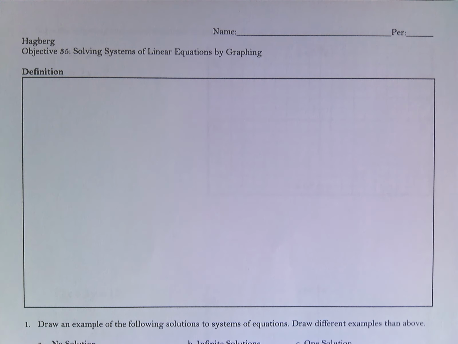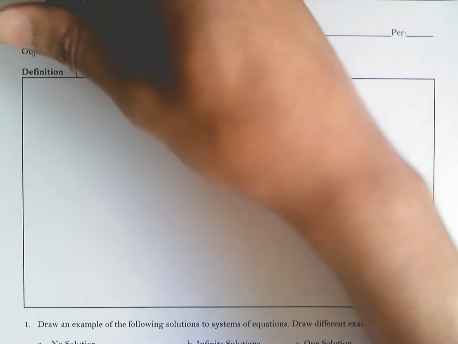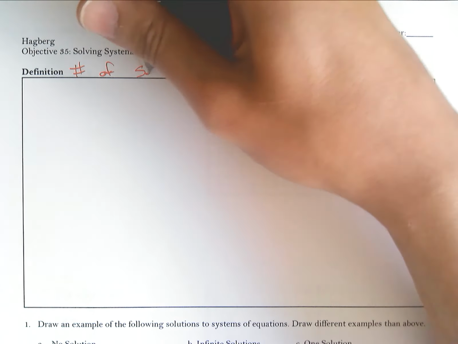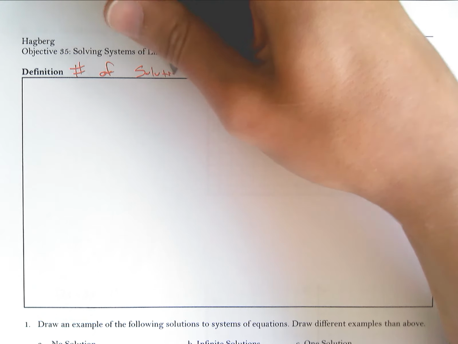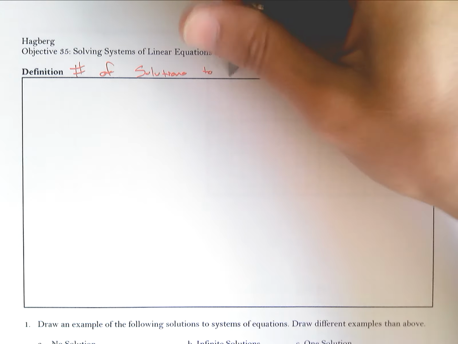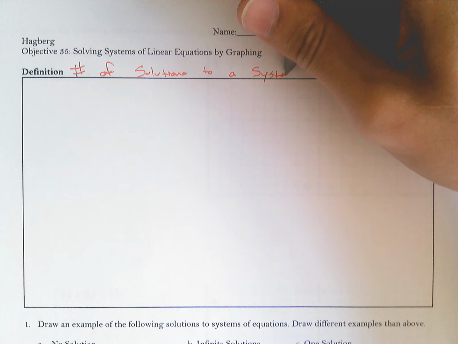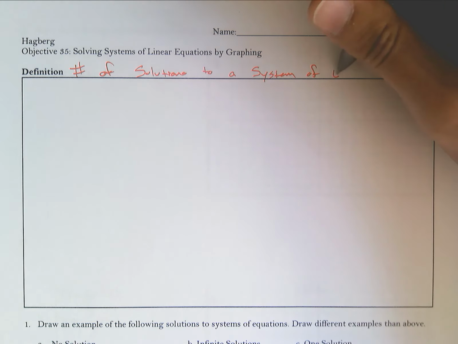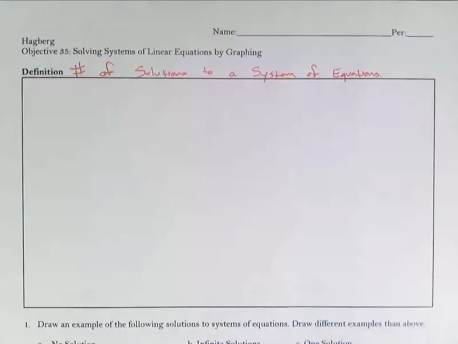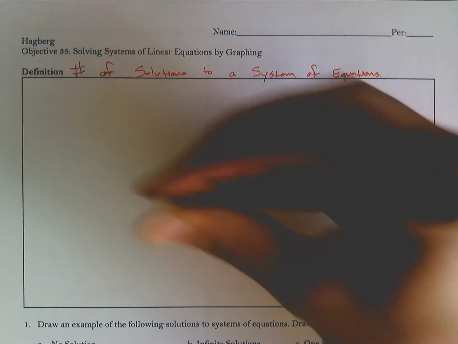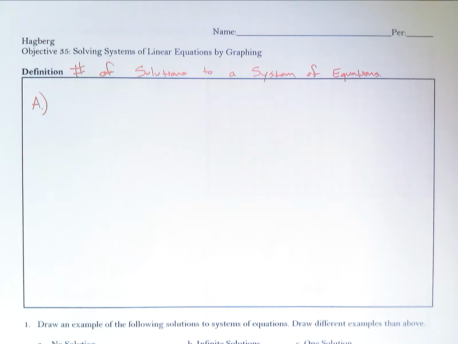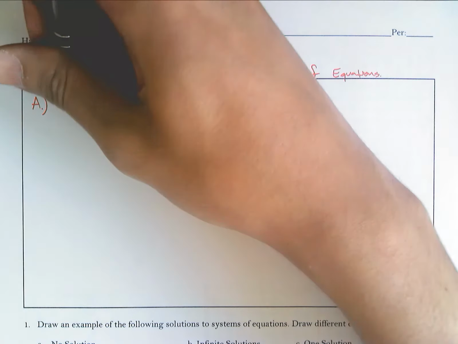So the first thing I want to talk about is the number of solutions to a system of equations. Particularly, I mean linear equations. When we're talking about two linear equations, we consider three cases. The first is that we have one solution.